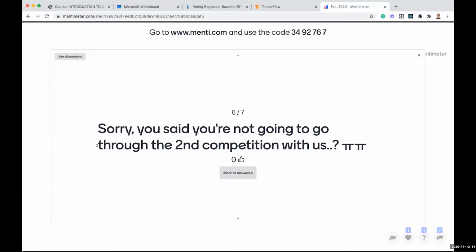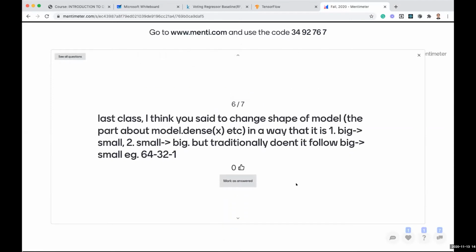I will not go into so much detail in the second competition. I will explain what the second competition is and what the basic ideas are, but I will not go into very much detail like what I did for the first competition. That's what I mean by I'm not going through the second competition with you.